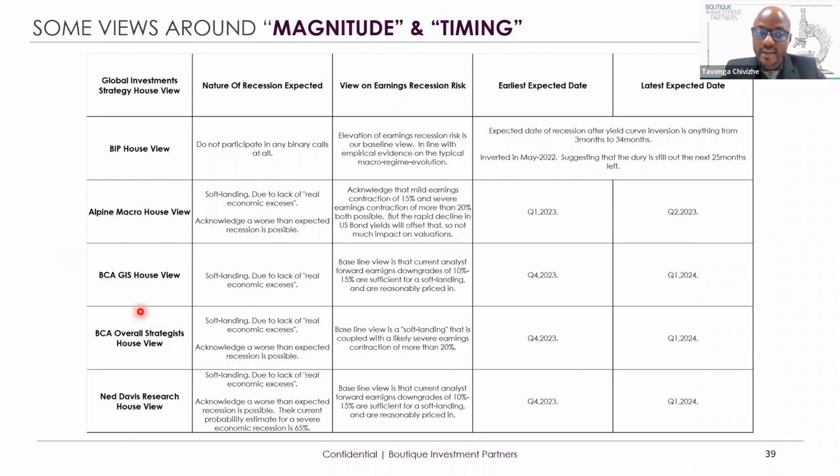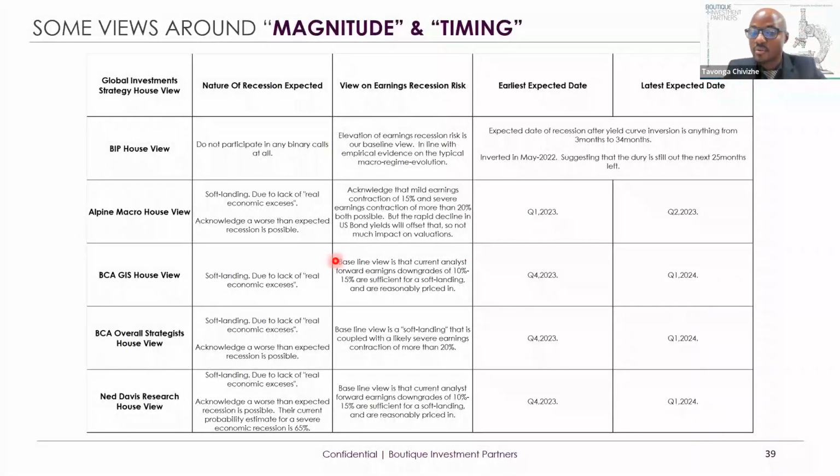Then we've got the BCA, which has got a GIS strategy, which is convinced it's a soft landing. They're not really entertaining any other scenario. They think that will come with contraction in earnings of 10 to 15%. And they think this is a story for the final quarter of this year. And they think between now and the final quarter of this year, you should be overweight equities by at least 10%. So very, very bullish for the first 9 months of the year. And then in the final quarter, they sort of start to cut back their equity exposure. Worst case scenario, they think all of this is going to work out in the first quarter of next year.